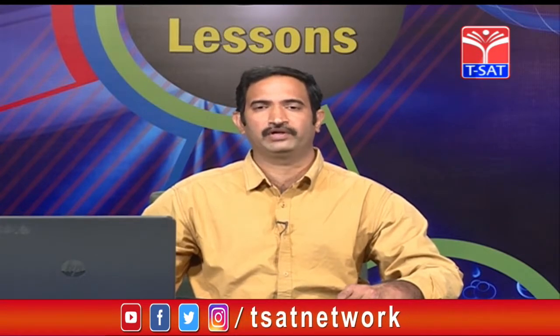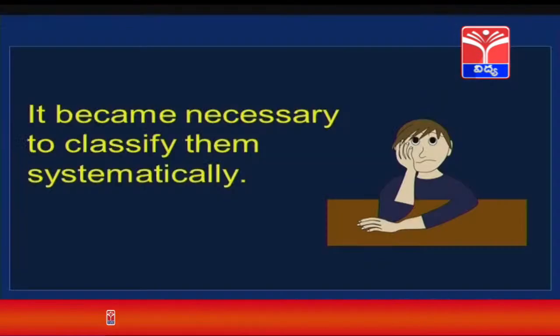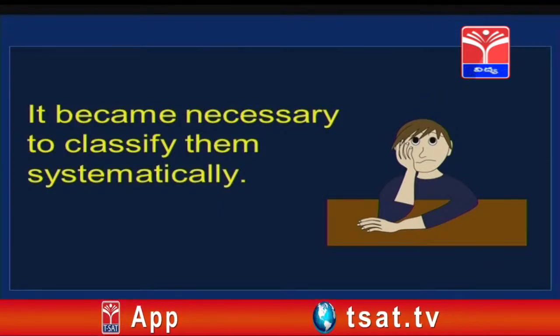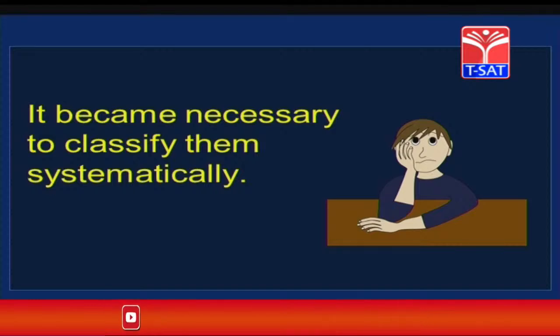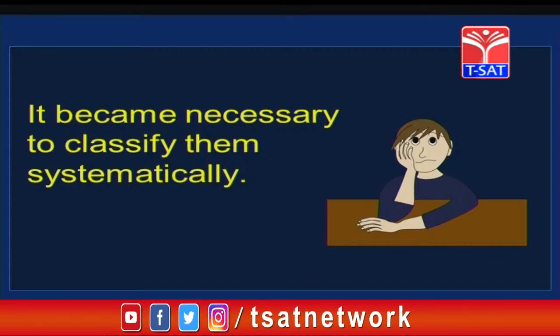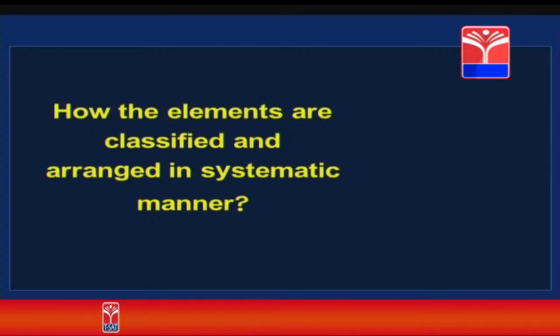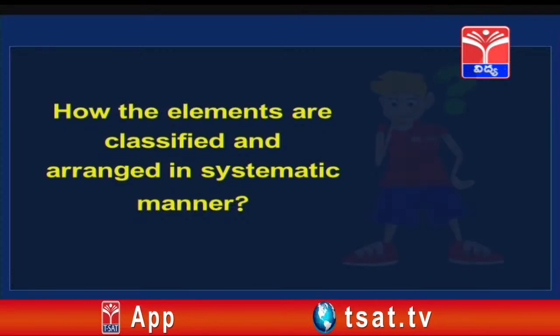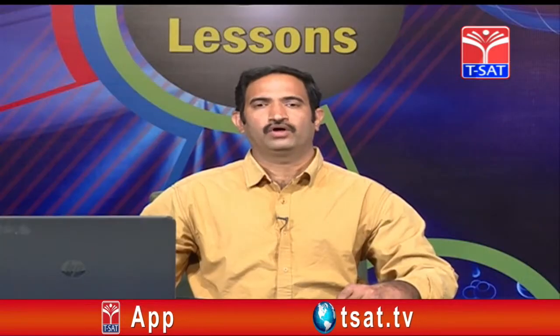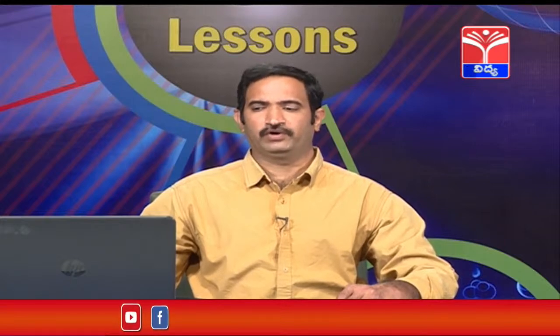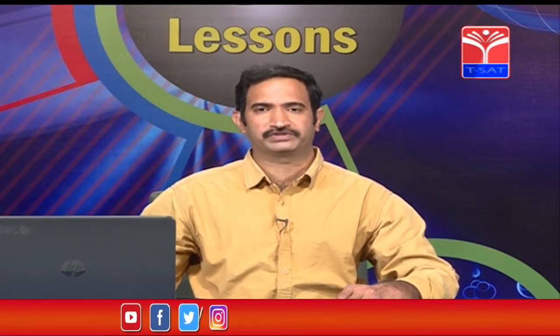Now, this is the evolution of the periodic table. Now, it became necessary to classify them systematically. Now, all elements should be classified. Therefore, we should find some criteria to find the chemical behavior of an element. We can remember them very easily along with their properties. How are the elements classified and arranged in a systematic manner? Now, all chemists discovered the elements and their compounds.